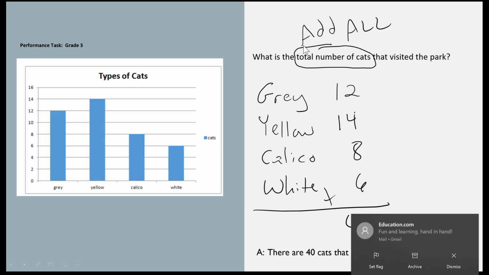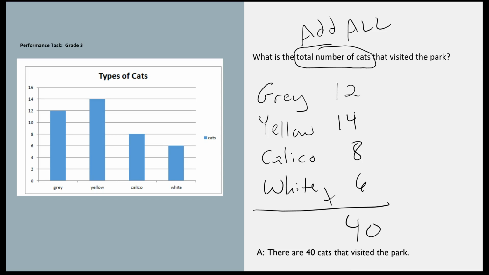Using these key words, we know the question is asking for us to add all the numbers from the table in the previous problem together. So there are 12 gray cats, 14 yellow cats, 8 calico cats, 6 white cats, which gives us a total of 40 cats. Therefore, the answer is there are 40 cats that have visited the park.